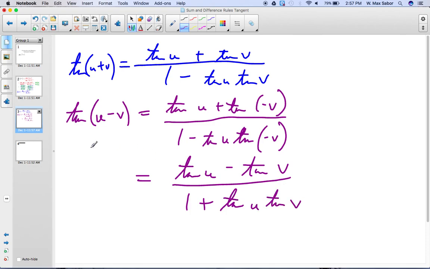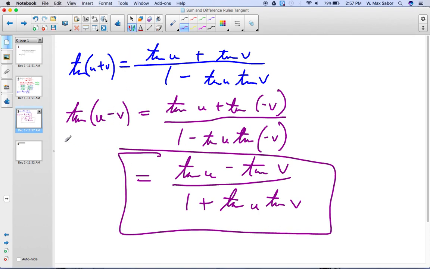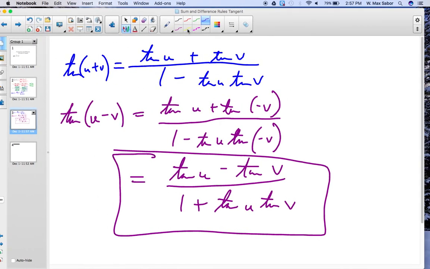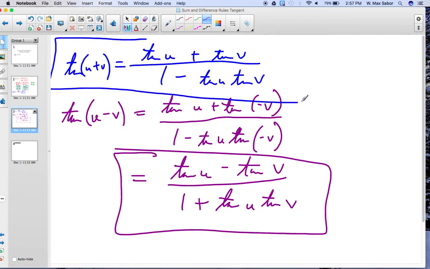So here are our sum and difference rules. Here is our difference rule. And here is our sum rule for tangent. All right.